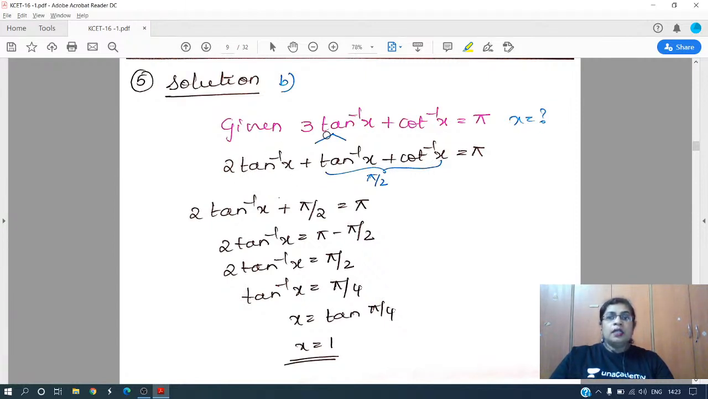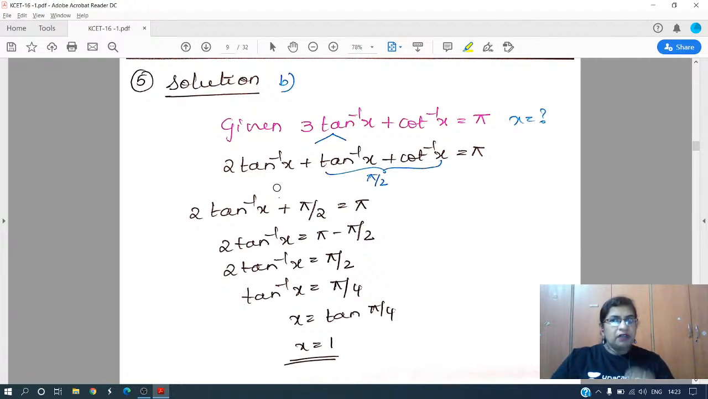So here now 3 tan inverse x can be written as 2 tan inverse x plus tan inverse x, and this cot inverse x as it is. Now, what is the trick here? You have to use the concept of inverse trigonometric functions. Otherwise, this problem will become difficult for me. Using the tricks of inverse trigonometric functions, what you think is tan inverse x plus cot inverse x?